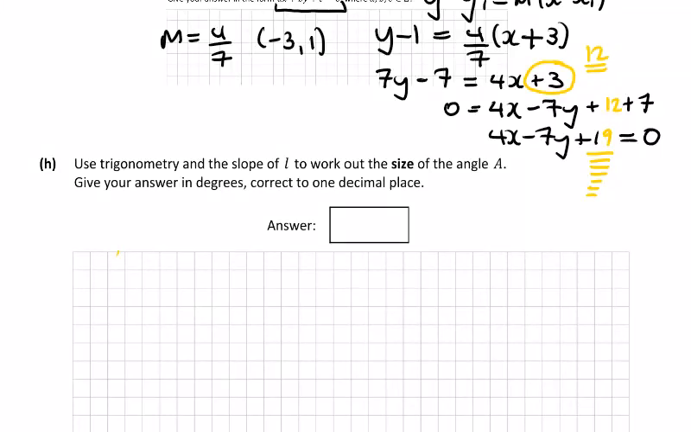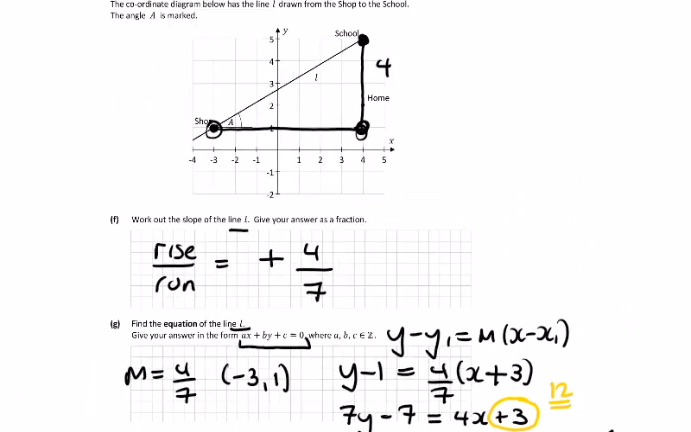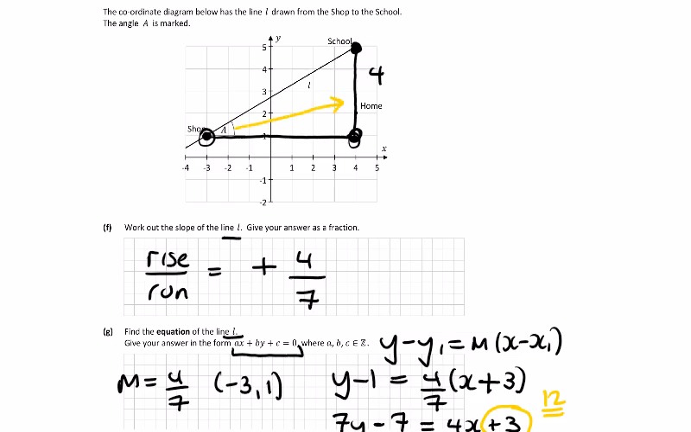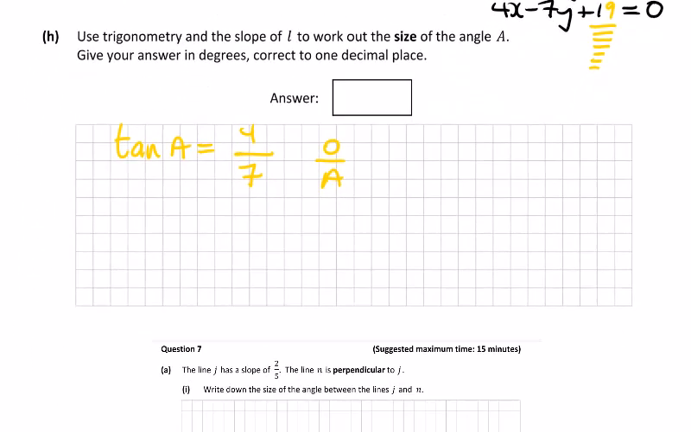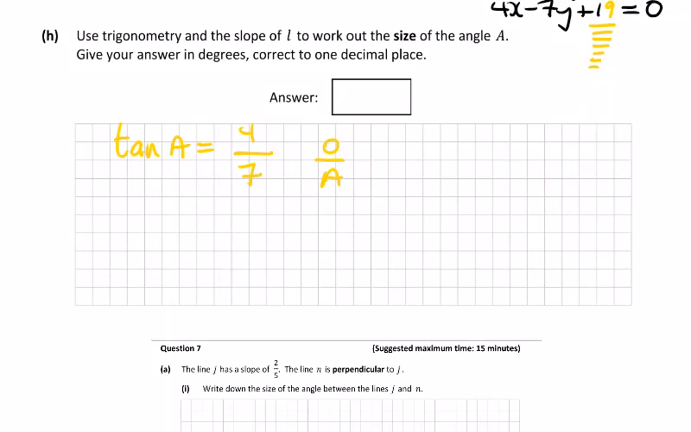So tan of the angle is the same as slope. If we look at this, the tan of the angle A is equal to opposite over adjacent. Opposite is 4 and adjacent is 7. Just going back to the diagram. Opposite is 4 and adjacent is 7. So the slope, and the tan of the slope, will give us the angle. So the inverse tan, always to get an angle you have to do inverse. So inverse tan of 4/7 is equal to the angle A.